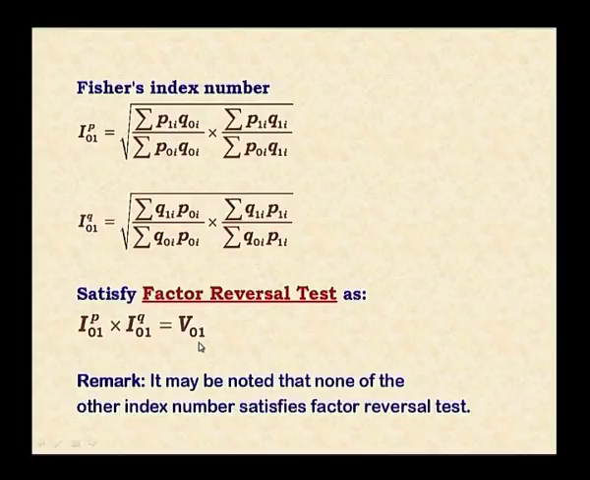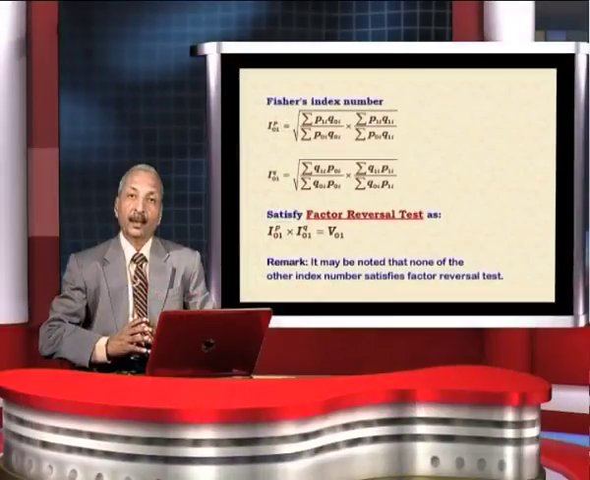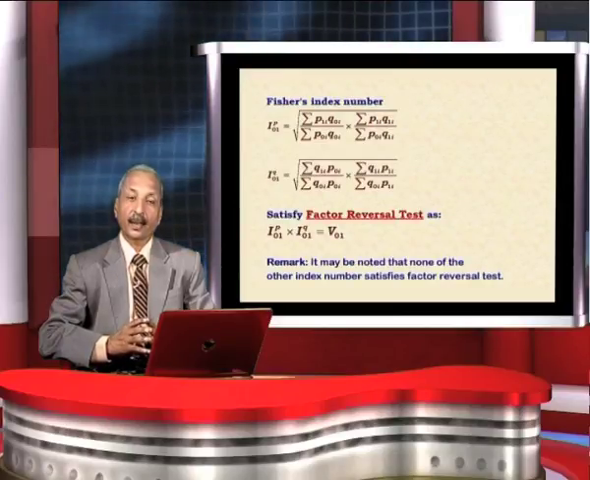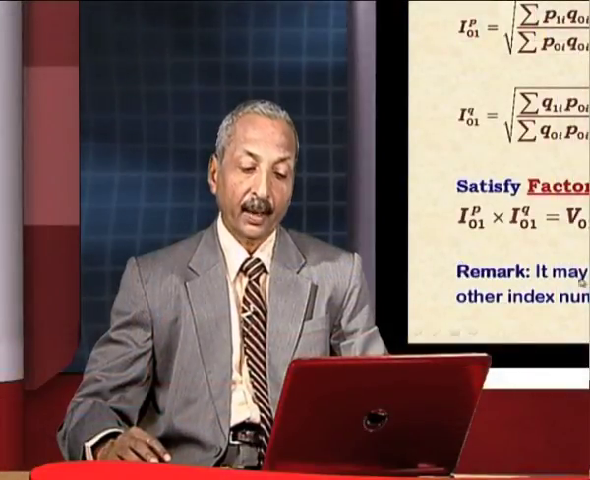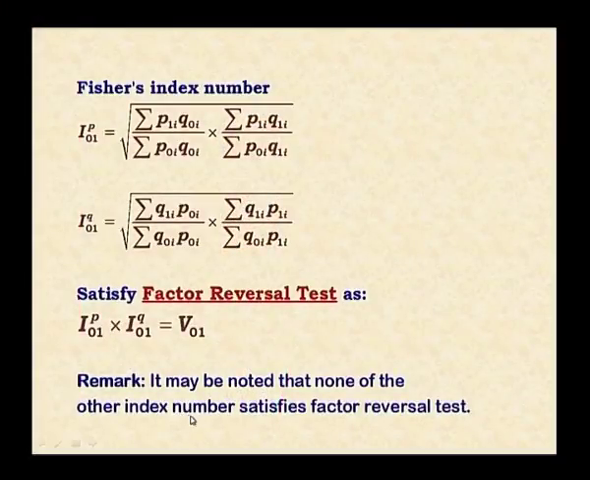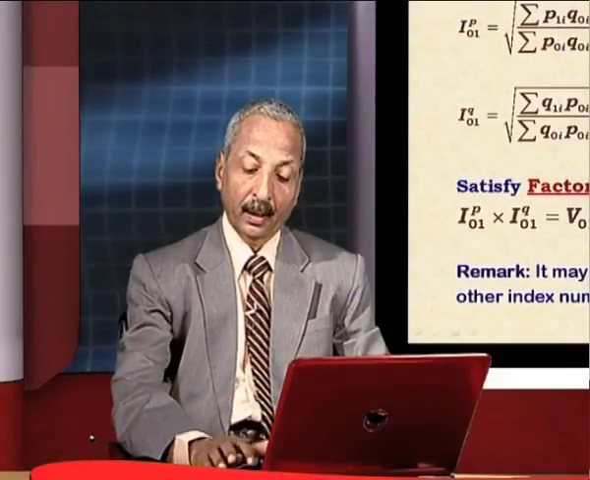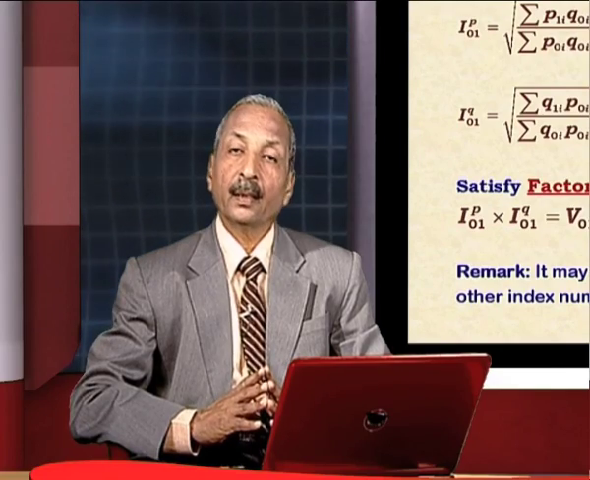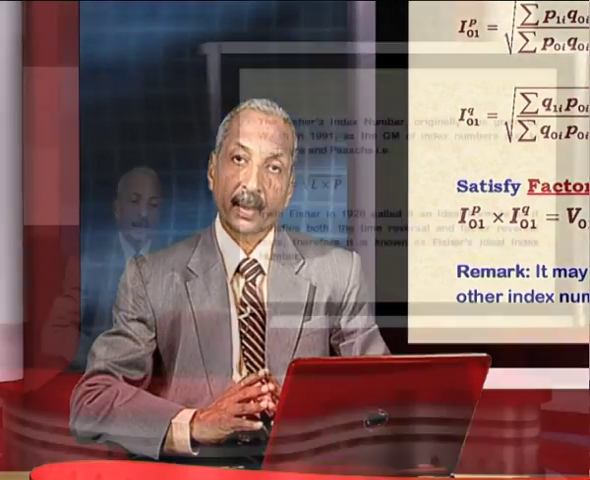So, this is the only index number which satisfies both the criteria, that is the time reversal test as well as the factor reversal test, and therefore we say that the Fisher's index number or the Walsh index number is an ideal index number. So, again it may be noted that none of the other index numbers satisfies the factor reversal test, that is both the tests are satisfied by the Fisher's index number.